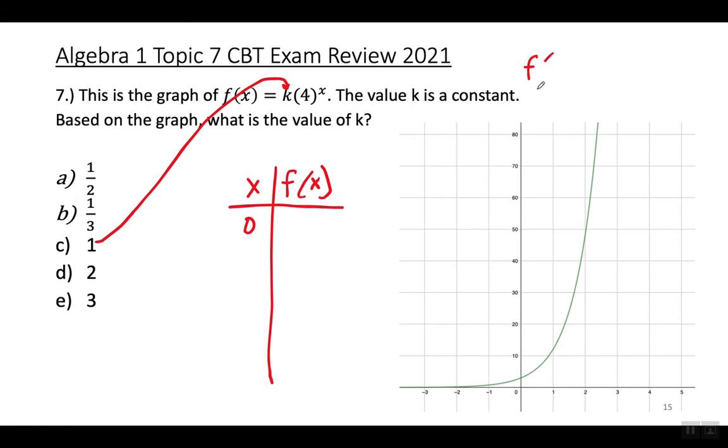Let's see what I get for f of 0, if k is 1. Okay, all I did is write this function, but I substituted 0 for x, and I'm testing if I make k equal to 1, will this work, okay?